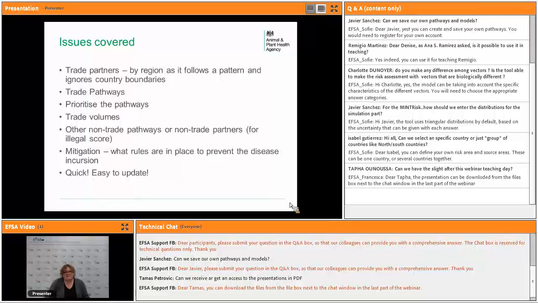It's very difficult to always look at illegal movements of things because that's the whole point about being illegal, is we don't find out about them. But we need to have some sort of background risk to cover that possibility.